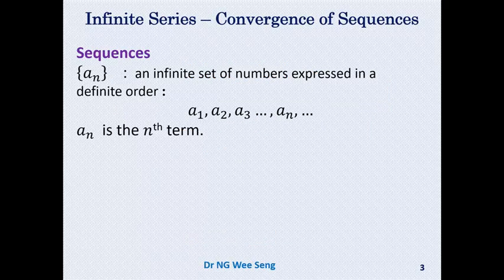Let's quickly recall what a sequence is. As we all know, a sequence is a set of infinitely many numbers. These numbers are defined in a definite order, typically written in this form. You take a letter, say A, with a subscript n. n is a positive integer, running from 1 to infinity. So A1 will be the first term, A2 the second, and so on. An is known as the general term.